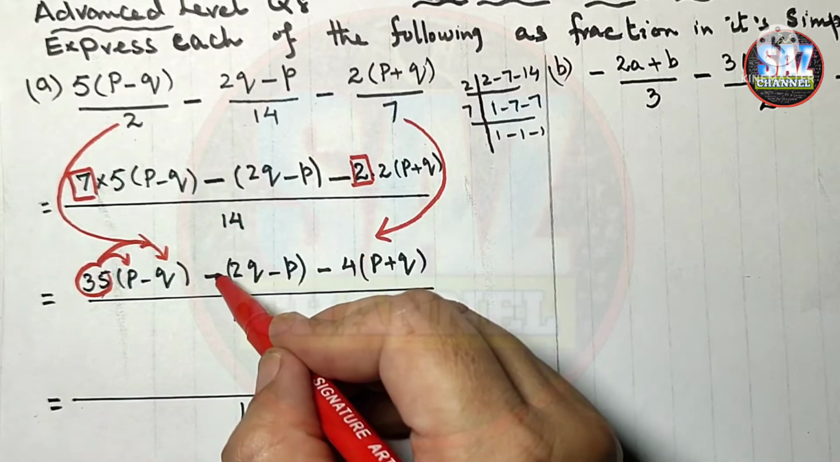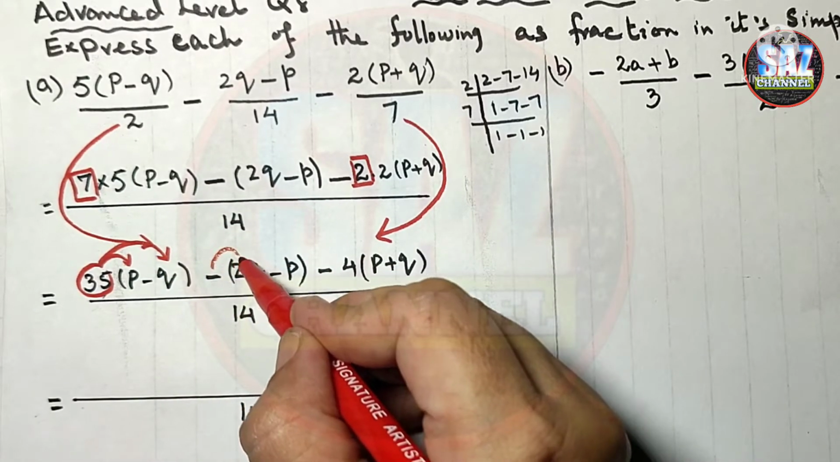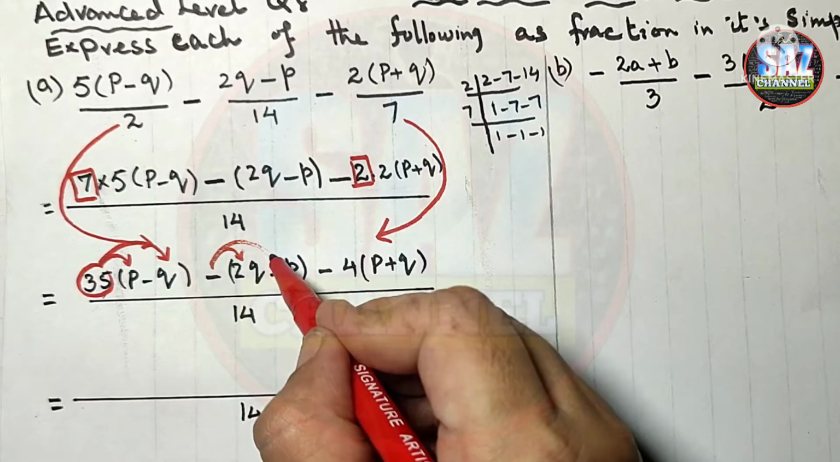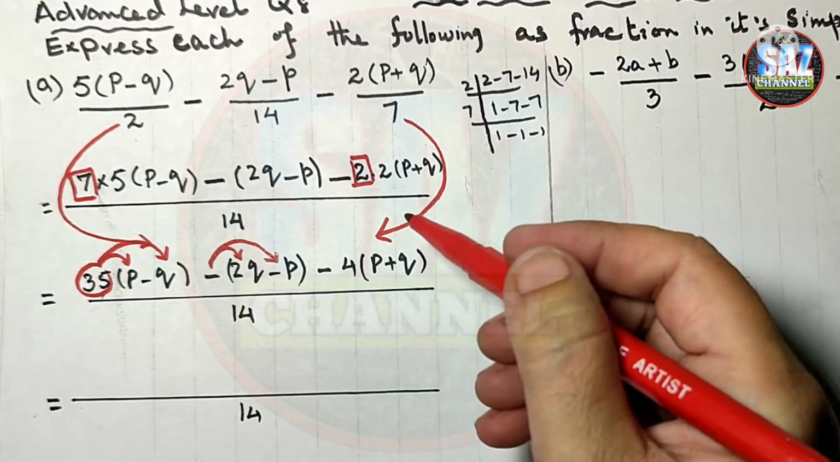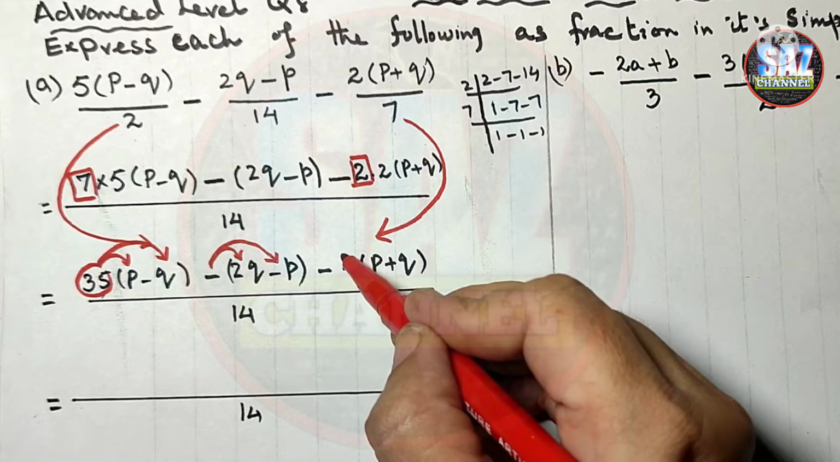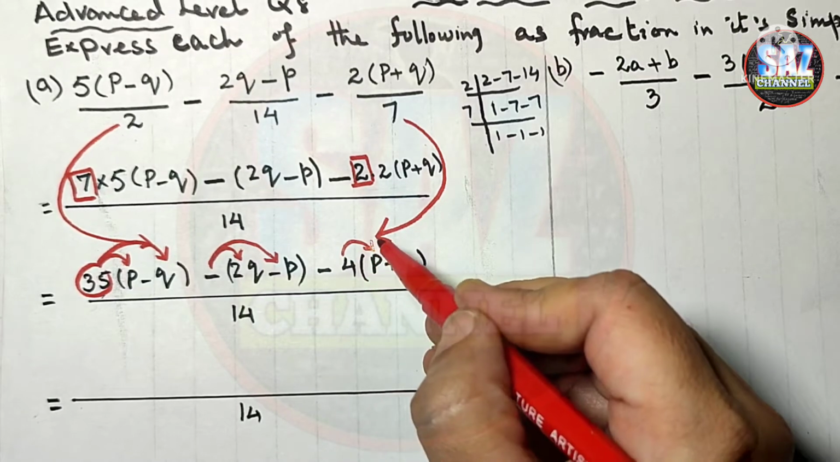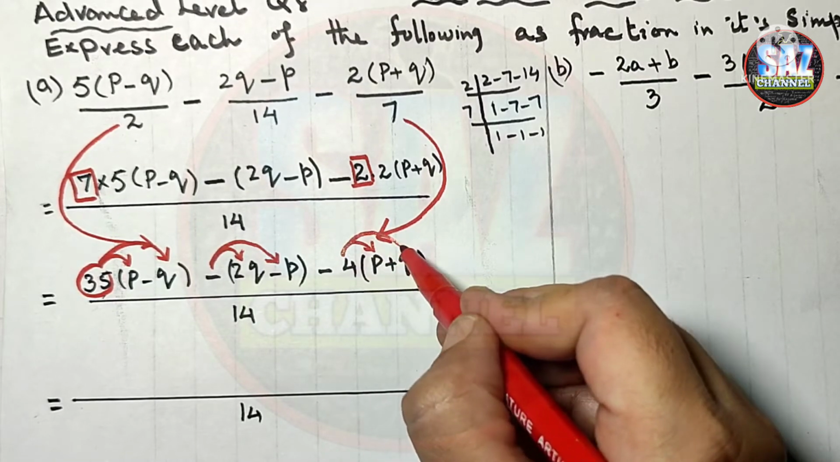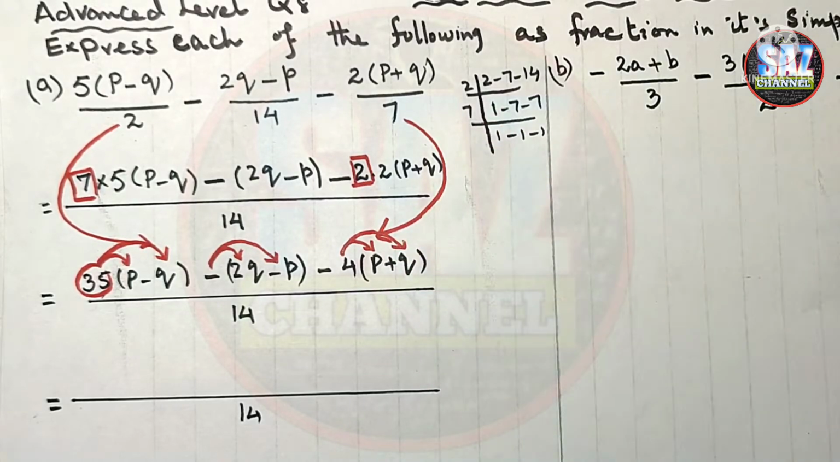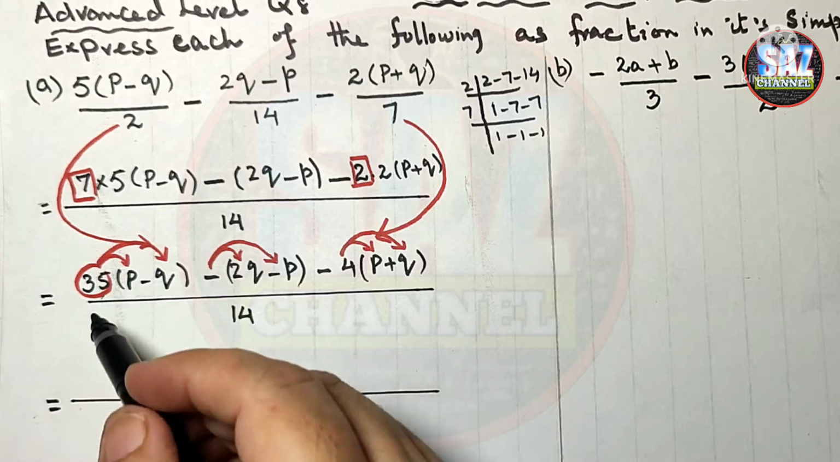Same here, we have a minus sign. This minus will be applied on all the terms inside the bracket, and same here, we have to multiply minus 4 with every term inside the bracket. I hope you are clear about this, and it's time to open the bracket.